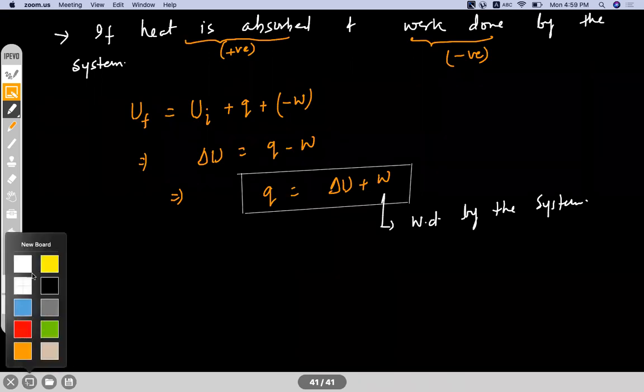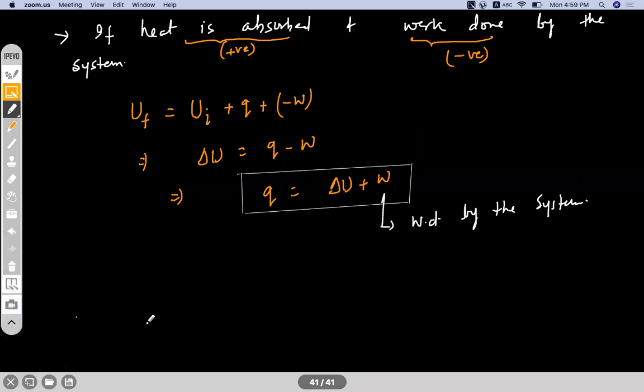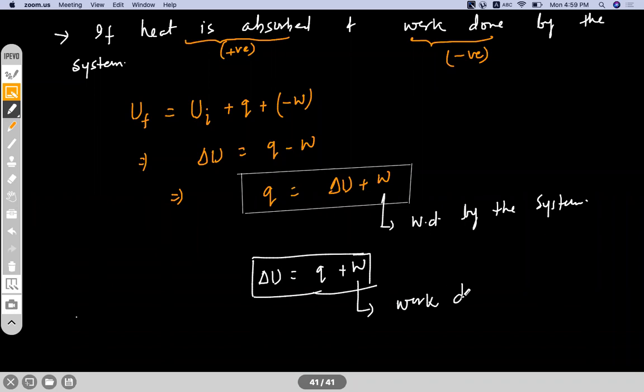Okay, so we have the expression here. If the expression is delta U equal to Q plus W, this means work done on the system. Clear? So this is the difference between the two expressions: the convention difference of on the system versus by the system.